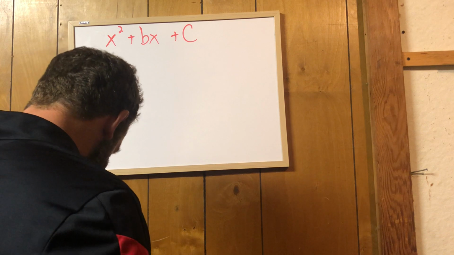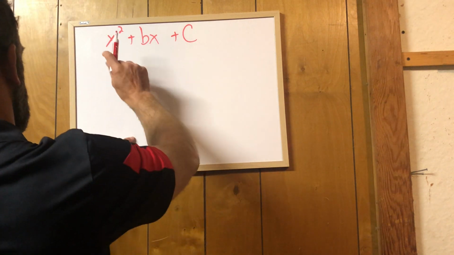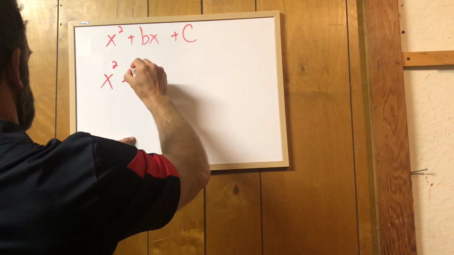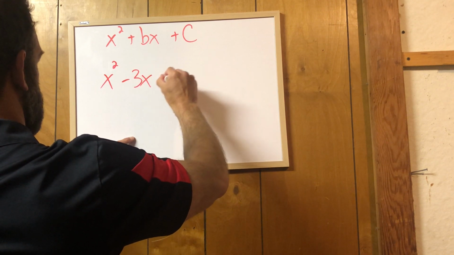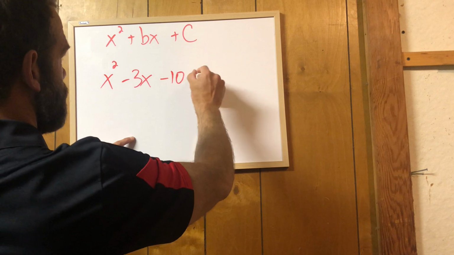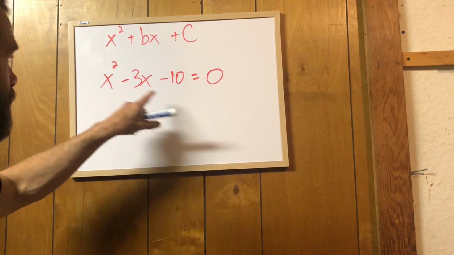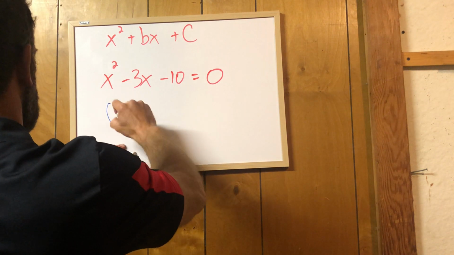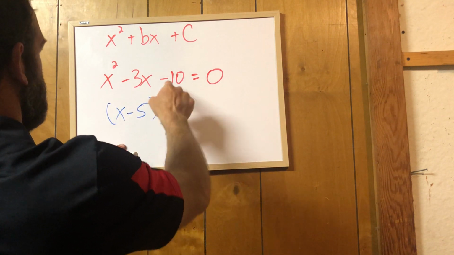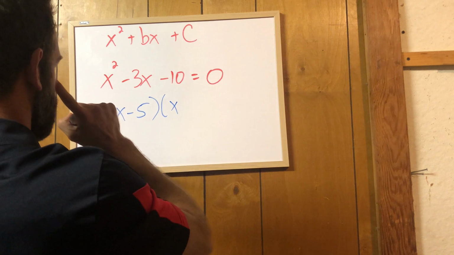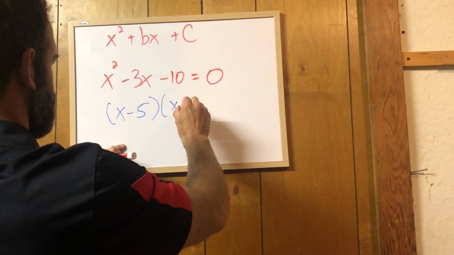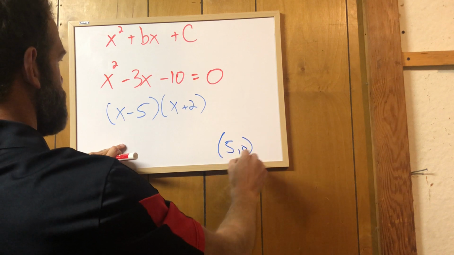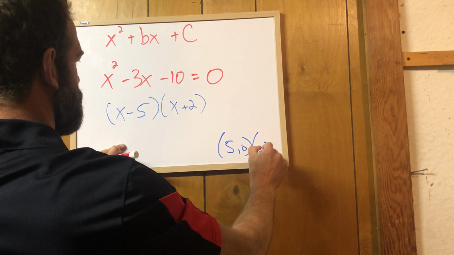Okay, so let's take x squared minus 3x minus 10. If I solve this, I can factor this, right? I could say two numbers that multiply together to get negative 10 and add together to get negative 3 are negative 5 and positive 2, giving me zeros of (5, 0) and (negative 2, 0).